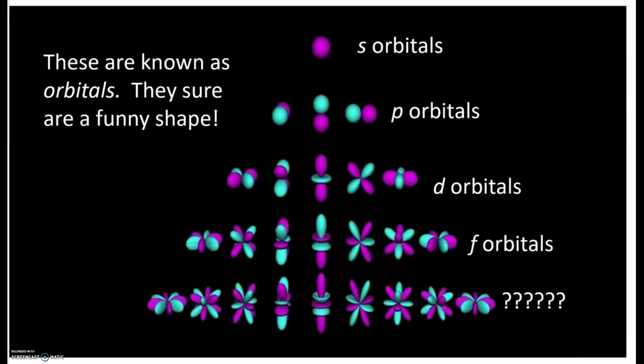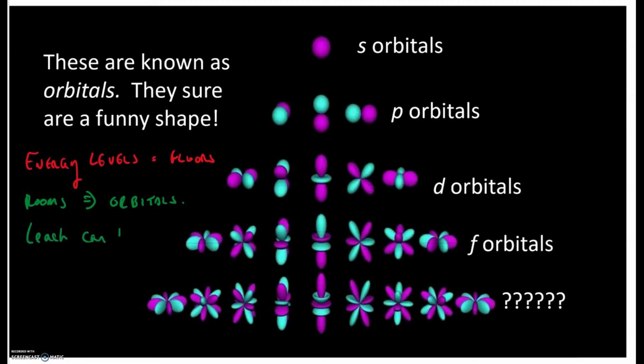So we said that energy levels are like the floors in a building. And on each floor, you have rooms. These are what we're going to call orbitals. And remember that each can hold a total of 2 electrons.